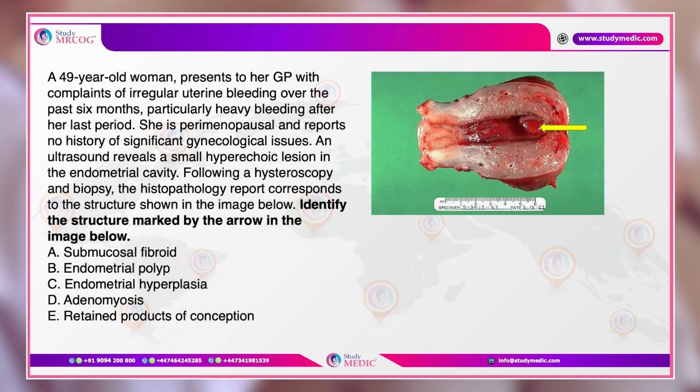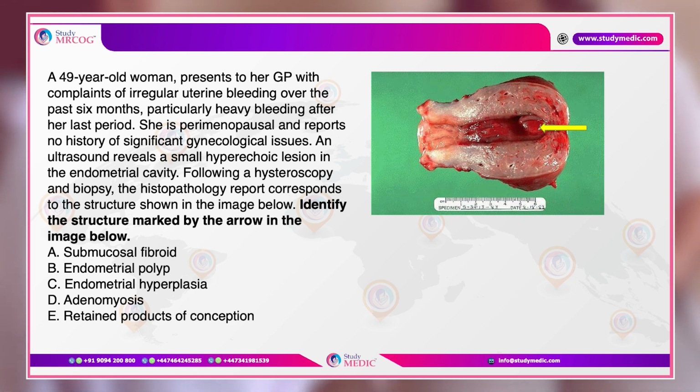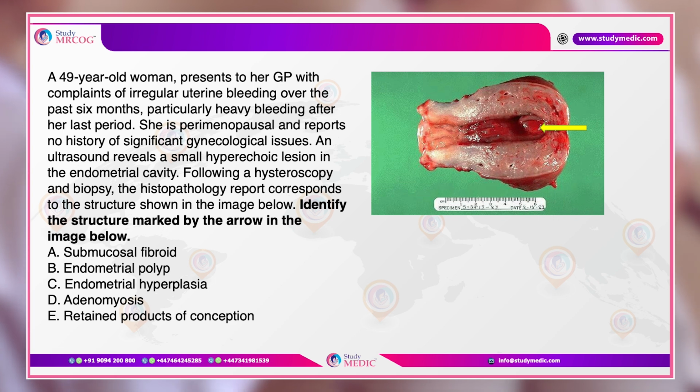Now this is a specimen, and they have given a vignette of a 49-year-old woman who has presented to her GP with complaints of irregular uterine bleeding over the past 6 months. The bleeding is particularly heavy after her last period, and she's perimenopausal, 49 years old, and reports no history of significant gynecological issues prior to this. An ultrasound reveals a small hyperechoic lesion in the endometrial cavity, and following hysteroscopy and biopsy, the histopathological report corresponds to the structure shown in the image that has been given.